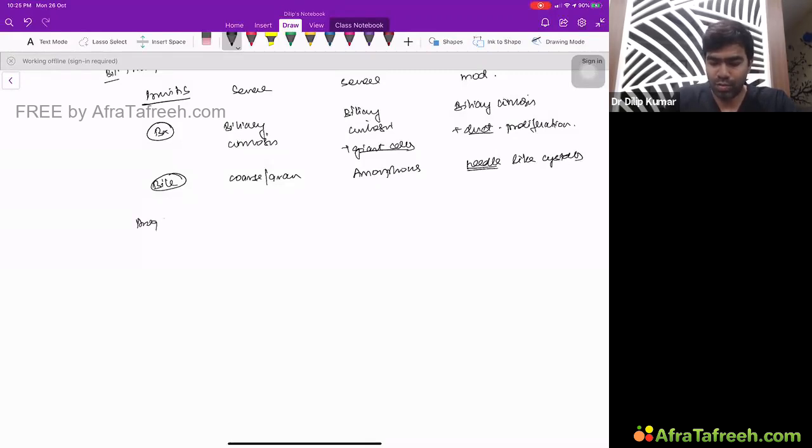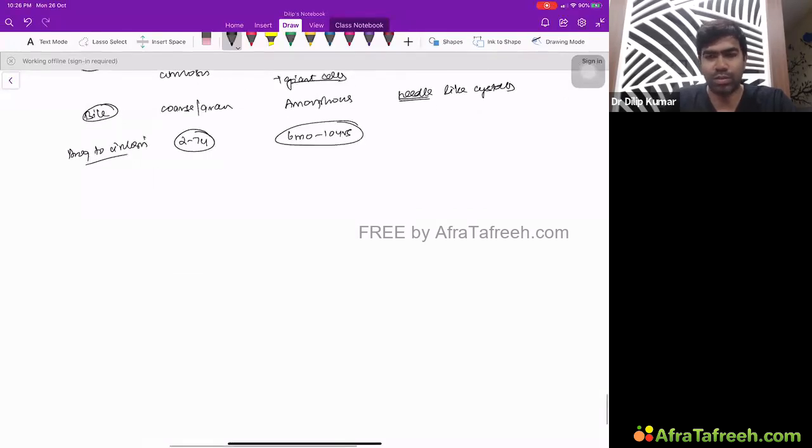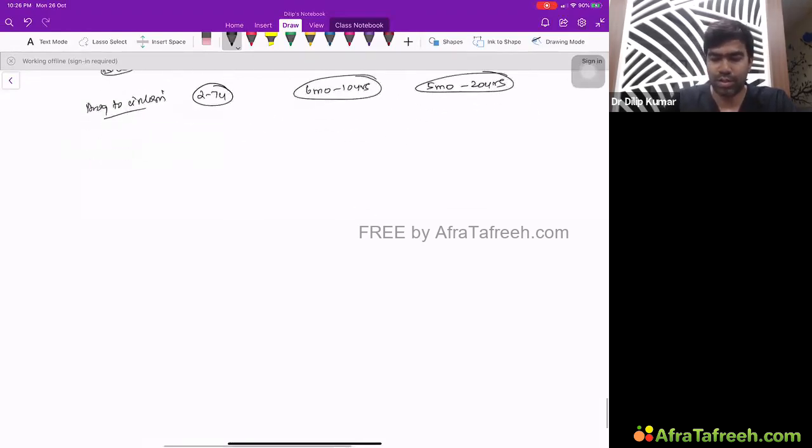Progression to cirrhosis: how fast or how slowly they will progress to cirrhosis. In type 1, within 2 to 7 years after birth, they will progress to cirrhosis. It's a type of biliary cirrhosis only. In type 2, somewhere around 6 months to 10 years, they will progress to cirrhosis. In type 3, again, its window is very wide. It takes around 5 months to 20 years to progress to cirrhosis.